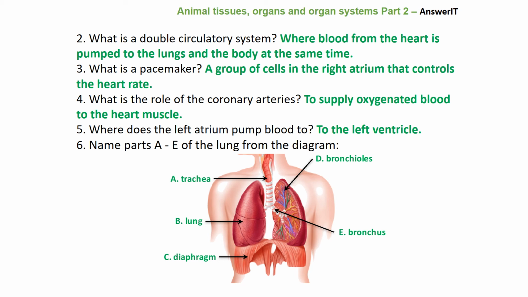Question 4, what is the role of coronary arteries? They supply oxygenated blood to the heart muscle. Question 5, where does the left atrium pump blood to? It goes to the left ventricle. It always goes from the atria to the ventricles. And 6, A to E of the lung diagram. A is the trachea, B is a lung, C is the diaphragm, D are the bronchioles, and E is a bronchus.